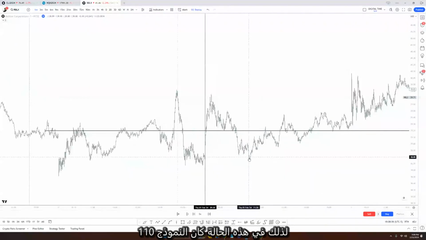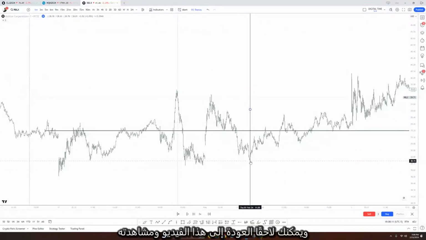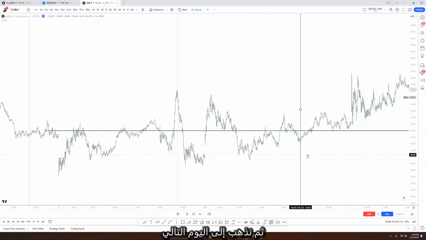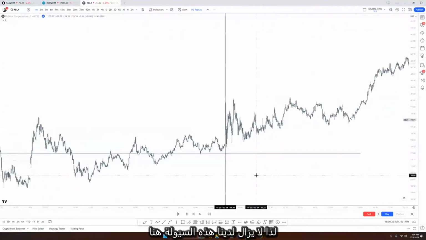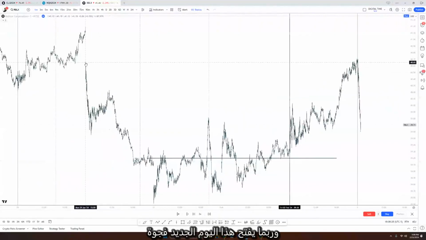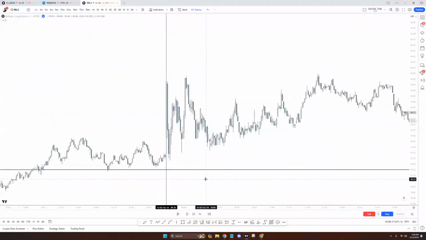So in this case, it was model 110. Price went all the way down to the specific time, and later on you can come back to this video and see what I'm talking about with model 110, or if you read the book, you already know the times. And then we go to the next day. This is the example I want to portray. So we still have this liquidity up here, and perhaps this new day opening gap way up here, which price does reach. But at open for Friday, February 12th, what is this price action here?